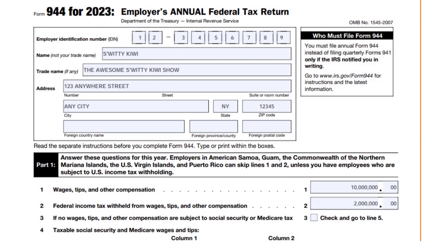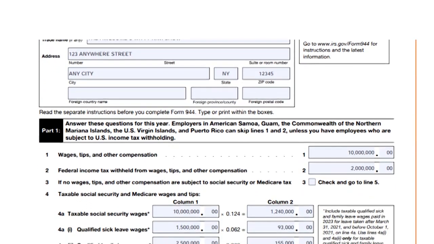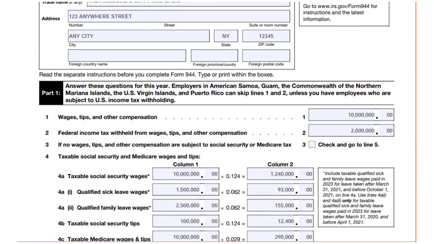And one thing I want to say here is that you must file annual Form 944 instead of filing quarterly Form 941 only if the IRS notified you in writing. It's one of those things where you want to have a clear idea. You want to receive clear instruction from the agency. So let's talk about part one.